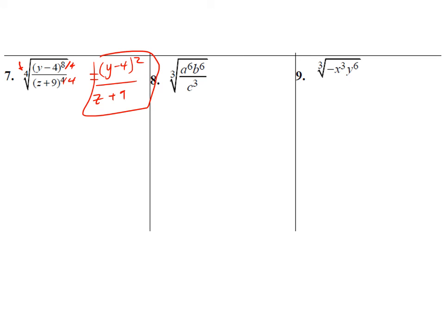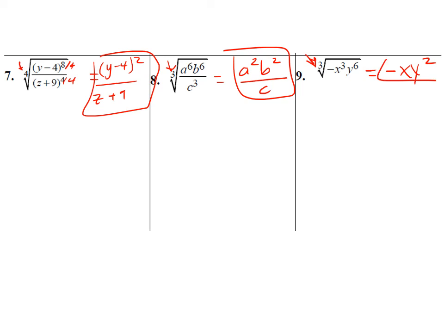Index is 3. Each power by 3. And I end up with a squared b squared over c. Here, index is 3, which is okay for me to have a negative. So my answer is going to be a negative 3 divided by 3 is x. 6 divided by 3 is a square. So negative xy squared.